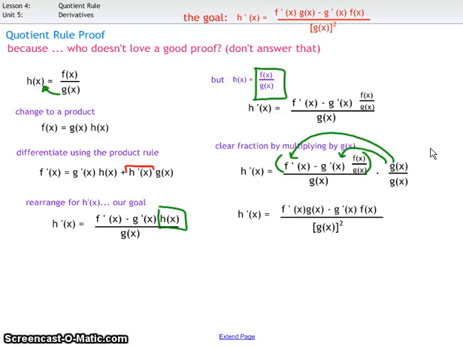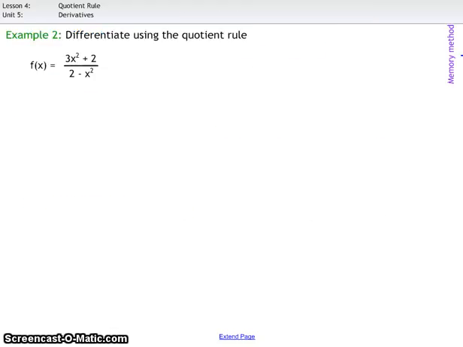So that's it. We've proved that that function works, and it's a much less messy proof than our product rule proof was, if you can remember that. So yeah, that one's not too bad. Let's apply this derivative rule then to another function, just to get a bit of practice with it, because it is sort of awkward. Okay, so the next function we're going to do is 3x squared plus 2 over 2 minus x squared, and we're going to differentiate this using the quotient rule.